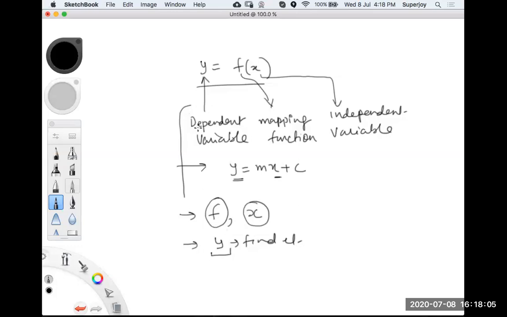In some of the literature, the dependent variable is also called the target, guys. Sometimes this is also called the response as well. So it may vary from literature to literature, but the most used term for this y is dependent variable. So in mathematics, what is given to you? You are given f, you are given x, and using these two, you can easily find out the value of y. So guys, so far, are you with me? Do you agree with me that if you have an equation y is equal to f(x), you can clearly identify the value of the dependent variable, given you have the mapping function and the value of the independent variable x?